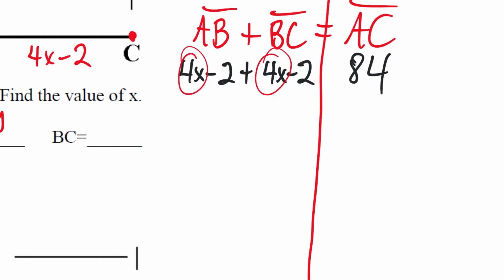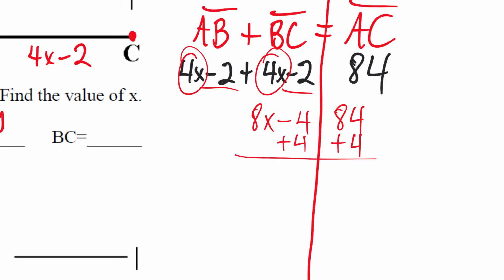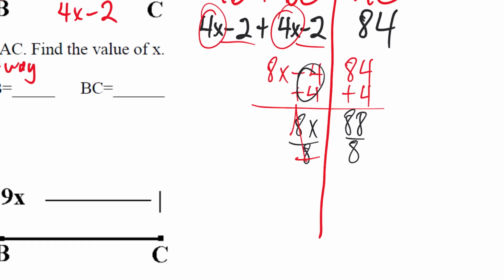Combine like terms, 4x and 4x makes 8x. Negative 2 and negative 2 makes negative 4 equals 84. I'm going to add 4 to both sides. This zeroes out. 8x equals 88. Divide both sides by 8 so that this 1's out. So that leaves just x, and 88 divided by 8 is 11.